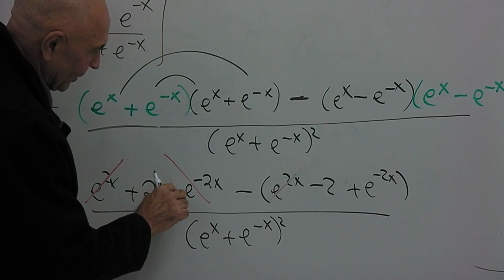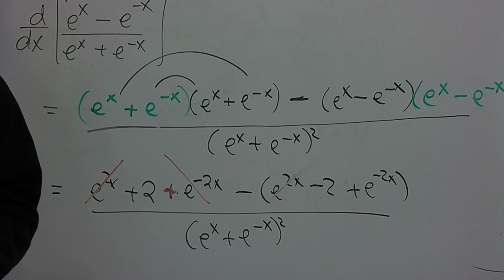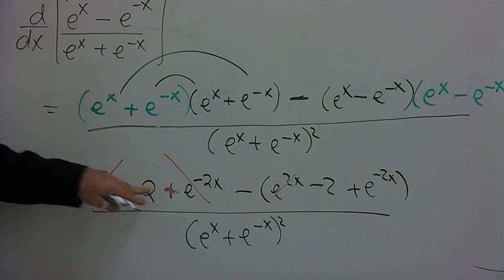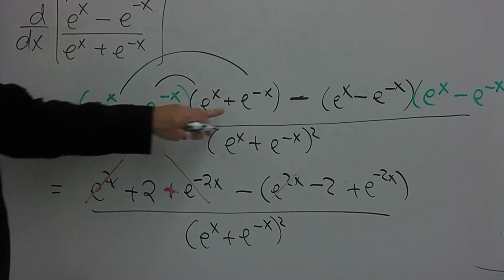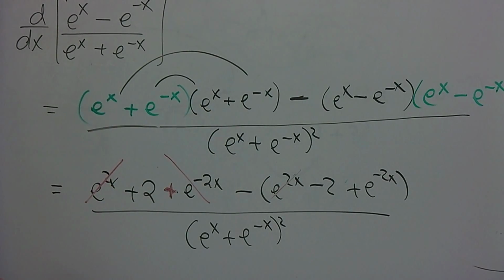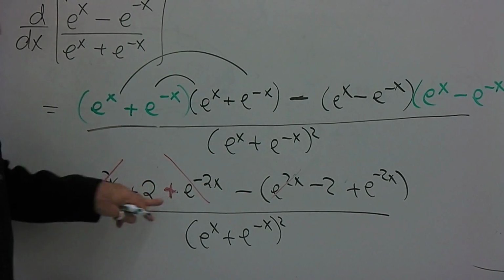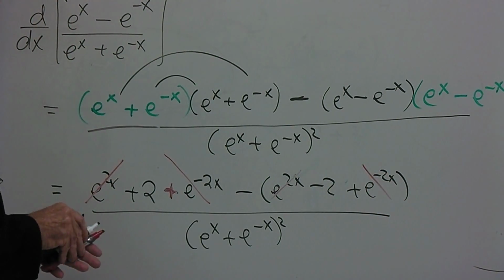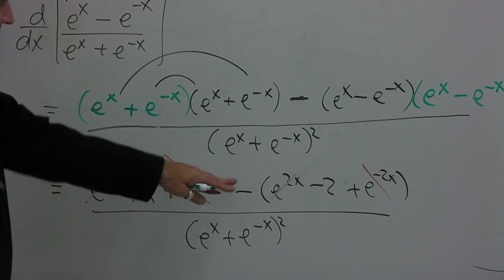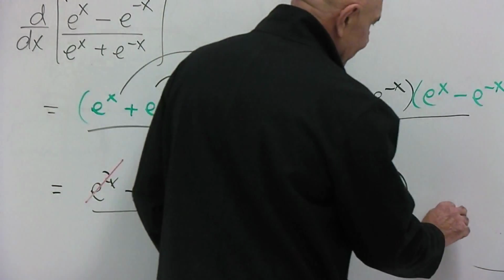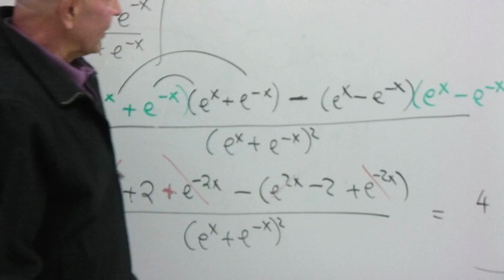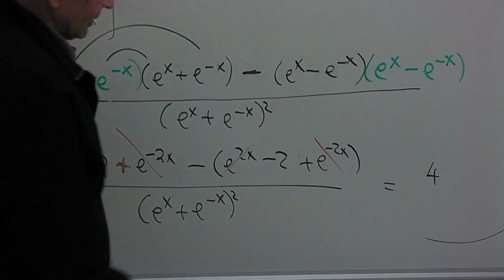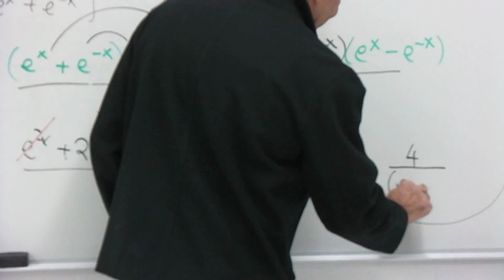You see what happens when your instructor makes an error? All hell breaks loose. But there it is. That should be a plus, because this time this gives you a plus. Why did I put a minus? I don't know what I was thinking. Okay. Good. That's a plus. That's a minus. They cancel out too. So what's left? 2 plus 2. In other words, 4. That is all that's left in the numerator. And the denominator is the same thing as it was.